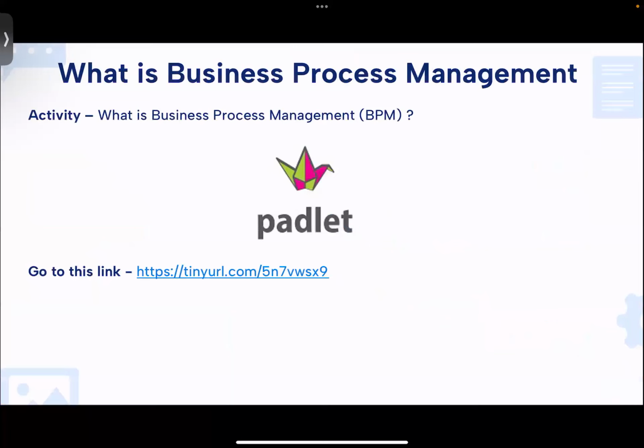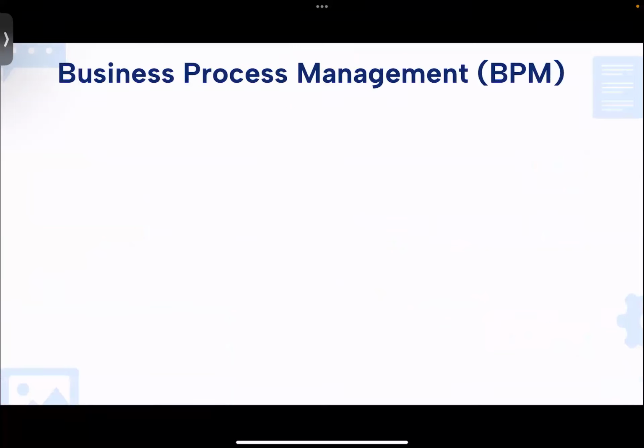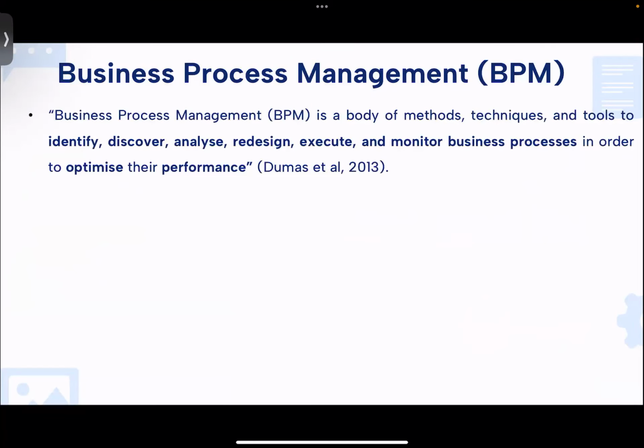No need to do this Padlet activity. So I will show what business process management is. Write down the first definition first. After that, I will explain. Write down this one first, the business process management definition. After that, I will explain.